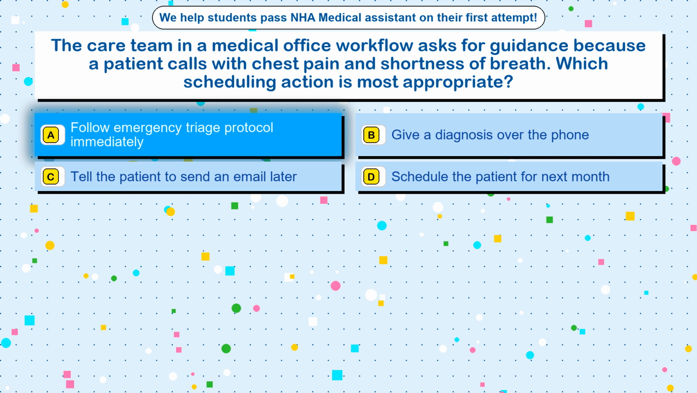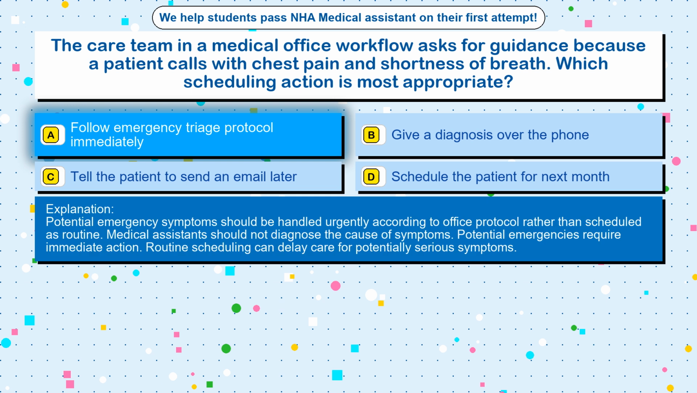The correct answer is option A. Follow emergency triage protocol immediately. Potential emergency symptoms should be handled urgently according to office protocol rather than scheduled as routine. Medical assistants should not diagnose the cause of symptoms. Potential emergencies require immediate action. Routine scheduling can delay care for potentially serious symptoms. Question 31.